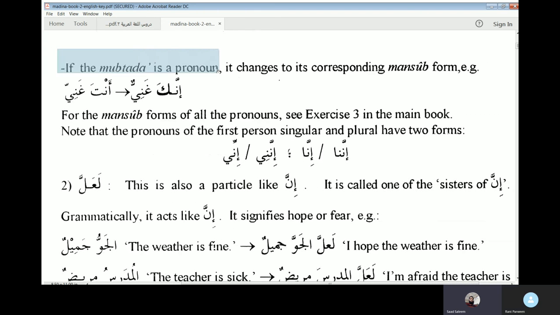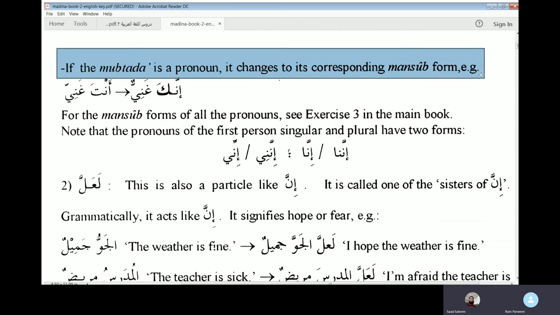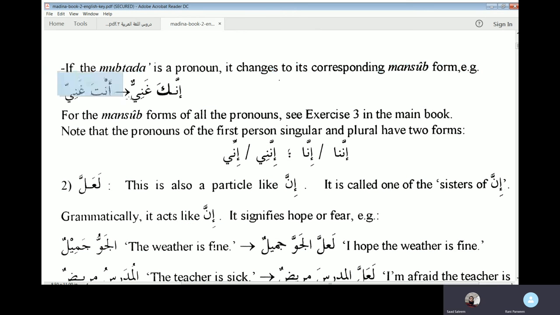Read this. If the mubtada is a pronoun, it changes to its corresponding mansub form. For example, anta ganiyun. Innaka ganiyun. So instead of anta, we are using ka, and this word is inna.